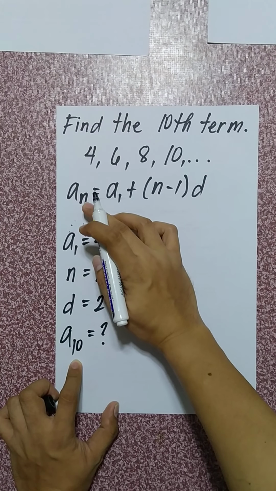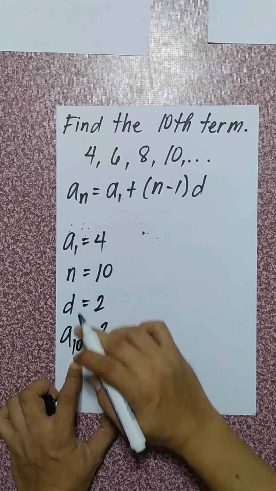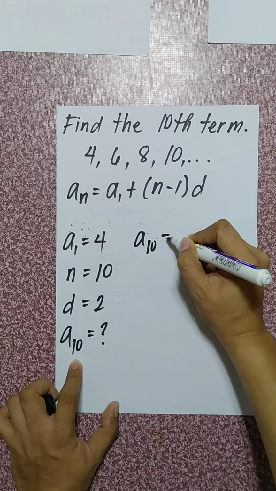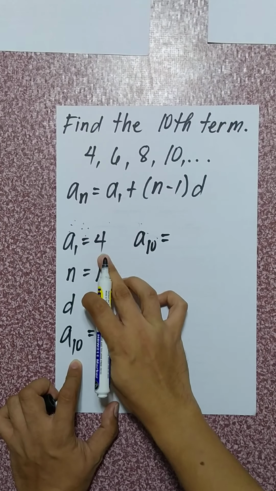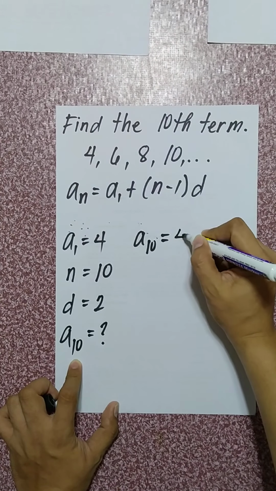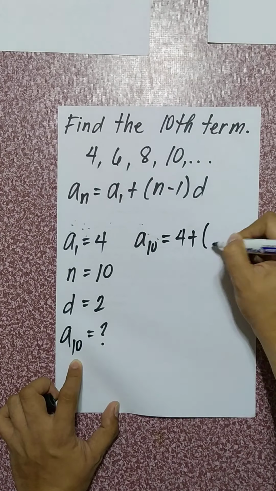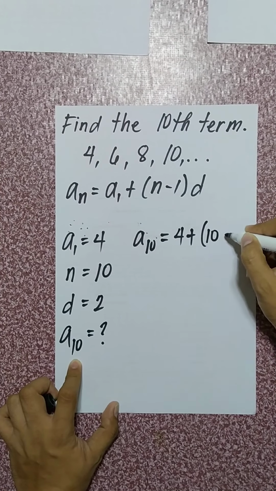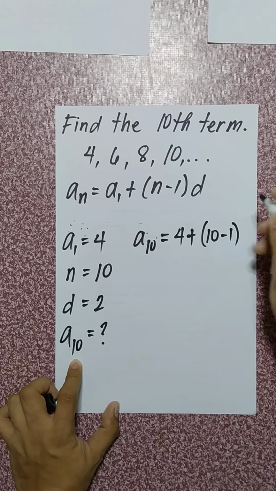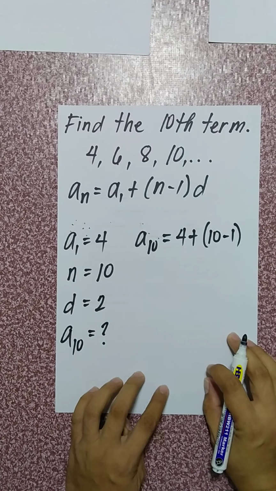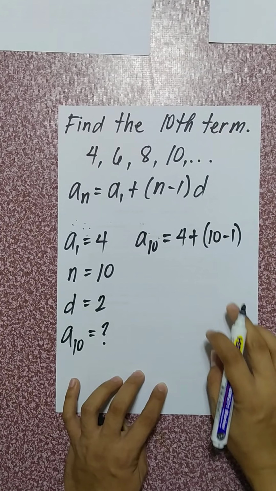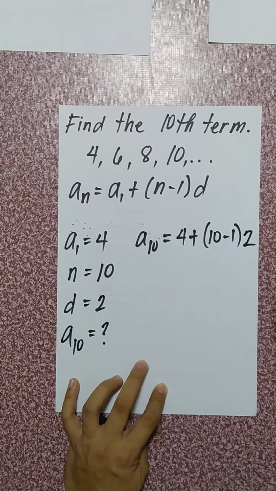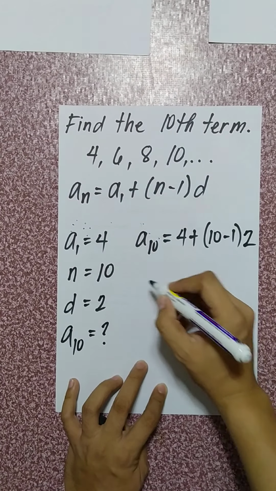Substitute lang natin yung mga values. Instead of a sub n, we're going to write now a sub 10 equals a sub 1, the value, we have 4, plus the quantity, we have n, is 10, minus 1. By the way, 1 is constant, hindi yun napapalitan or nababago. And last, we have d, which is 2. So, simplify lang natin.